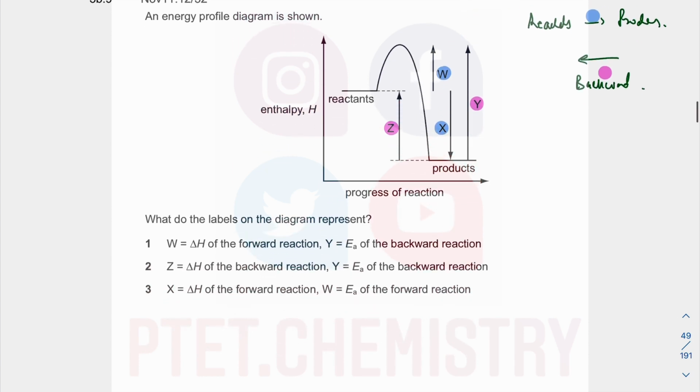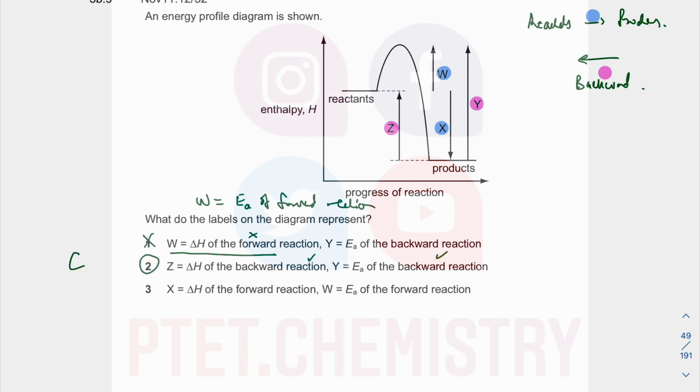So what do the labels in the diagram represent? Based on what I said, if you think about Z, Z is the enthalpy change of the backward reaction. So first bit is correct. And then Y is equal to the activation energy of the backward reaction. Y is that, so that is correct. If you look at number 1, enthalpy change of forward reaction is going to be X. So it said W is the enthalpy change of forward reaction. That is incorrect. W is equal to the activation energy of forward reaction. So number 2 is correct, number 1 is wrong.